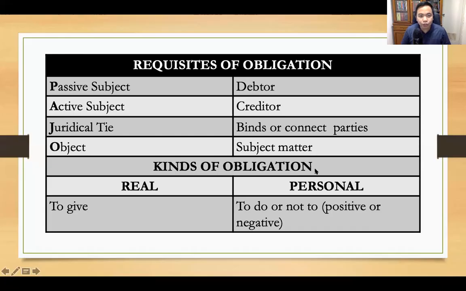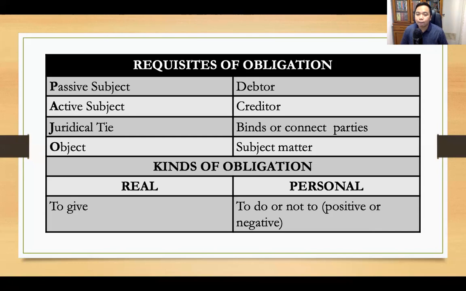Okay, so that is the statutory definition of an obligation. Let us proceed forward. Let us go to the requisites of obligation. Now, in every obligation, there is always the presence of a passive subject. The passive subject is the party which is bound to perform the obligation. When you say passive subject, this is the debtor in an obligation. The debtor or the passive subject is the person who is bound to perform the obligation.